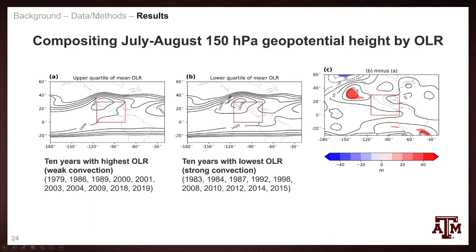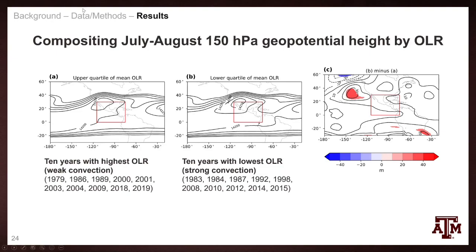We composited the July-August mean geopotential height at 150 millibars by taking the 10 years with the highest OLR, or weakest convection. So these are the 10 years of weak convection, and the mean geopotential height is shown in the contours. Plot B is the 10 years with strongest convection, or lowest OLR. And you can see that during the years of weak convection, this contour here, the 14225, is smaller than this one. So during the years of strong convection, the anticyclone is larger.